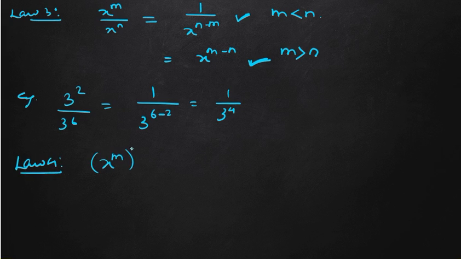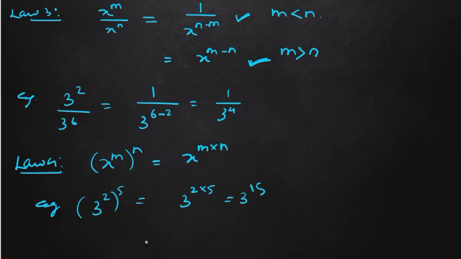Now we will move to law 4. Law 4 states just power of power. How will we apply this? If we have a power and again we have another power, then the two powers are multiplied: x power m into n. If you see some examples, like 3 square whole power 5, this will be 3 power 2 into 5, which is 3 power 10, like this.